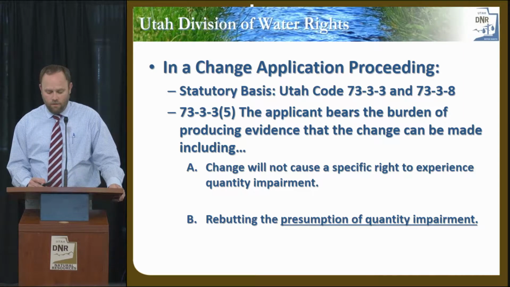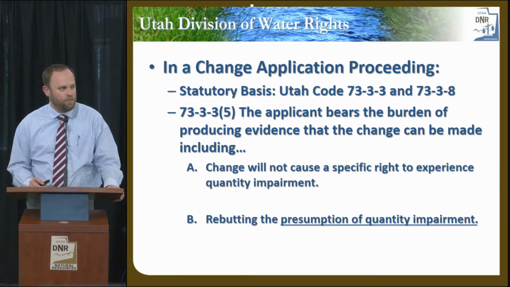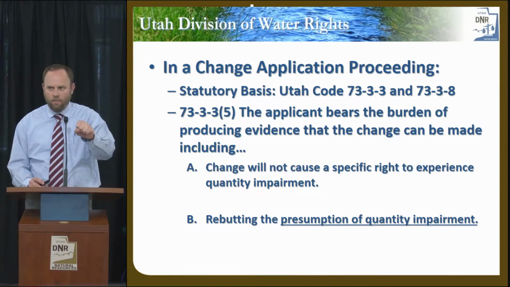So it says, including evidence that the change will not cause a specific right to experience quantity impairment. What's quantity impairment? It's a change in quantity, timing, or enlarging the depletion of the water right in a way that harms another water right. Okay, type A quantity impairment is the type of impairment that a junior water right causes to a senior water right.